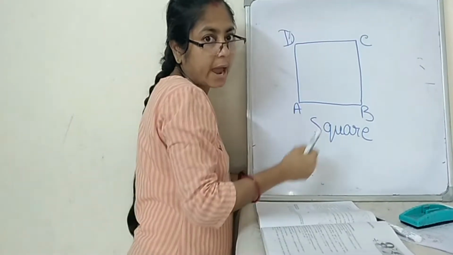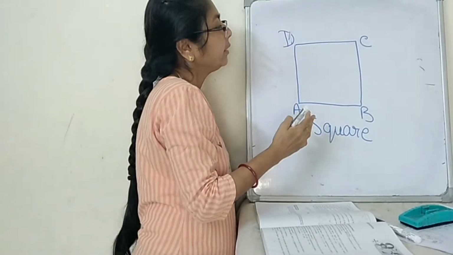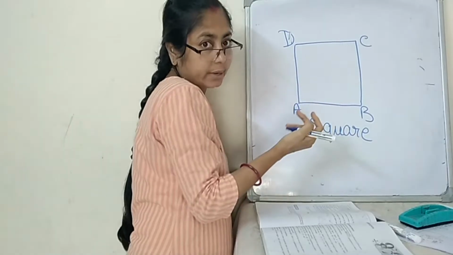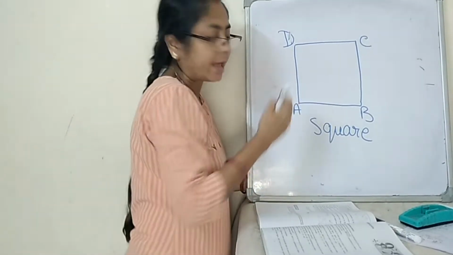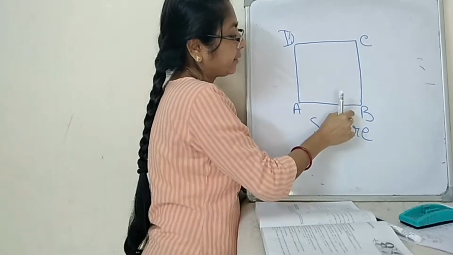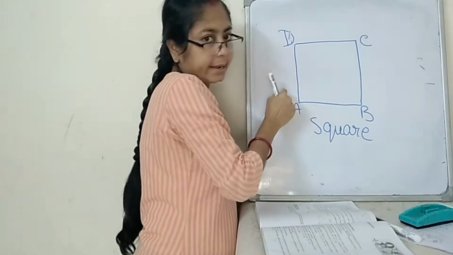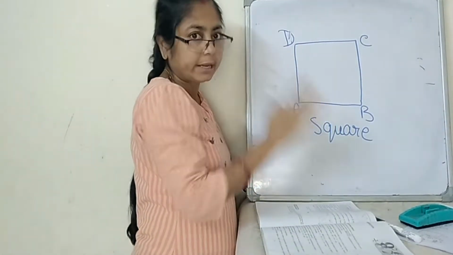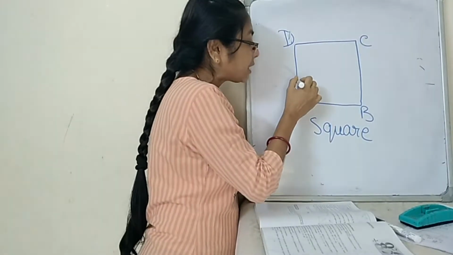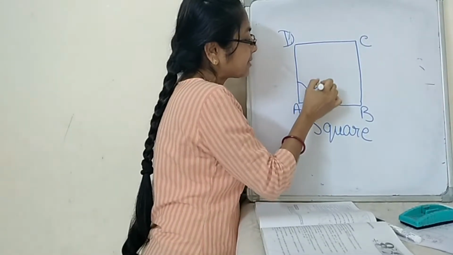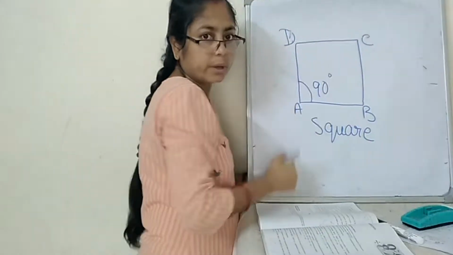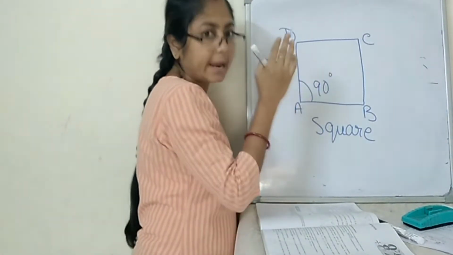It is a square, and it is also a parallelogram. What is the quality of that? Look, AB, BC, CD, DA, all the sides are equal. And the special character is that this is 90 degrees. All the angles are 90 degrees.